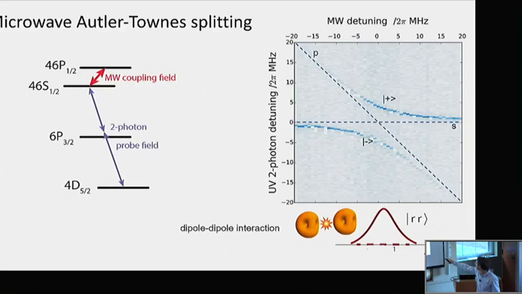Depending on where you are, it's either S minus P here, S plus P here, and if you go a little bit here or here, then you're in a different superposition. But you just tune your two-photon resonance to this point, you tune your microwave to, I don't know, plus or minus 5 megahertz or something like that, and try to resonate to the Stark state.